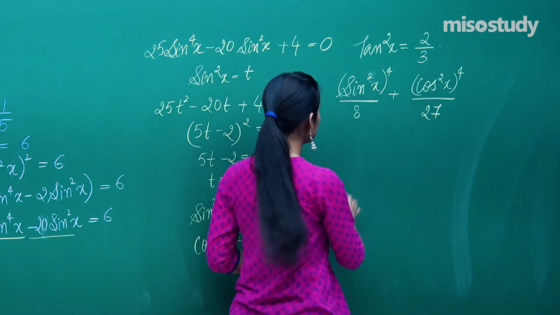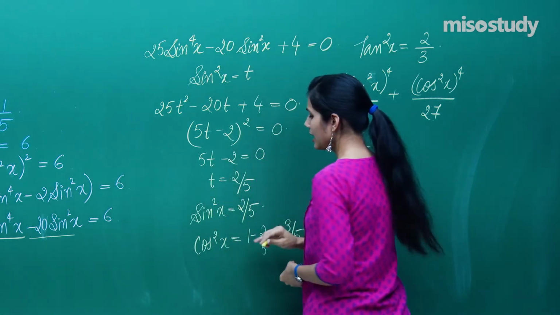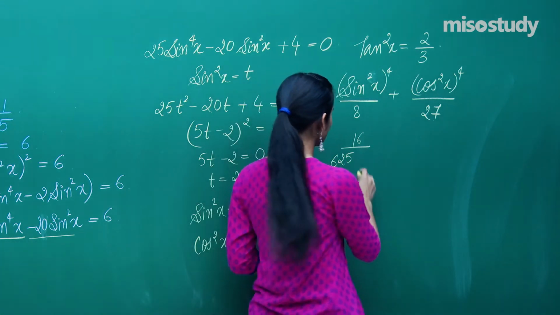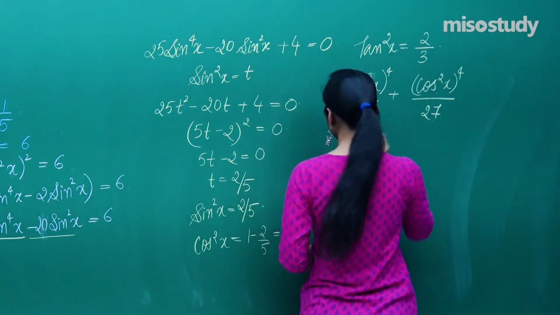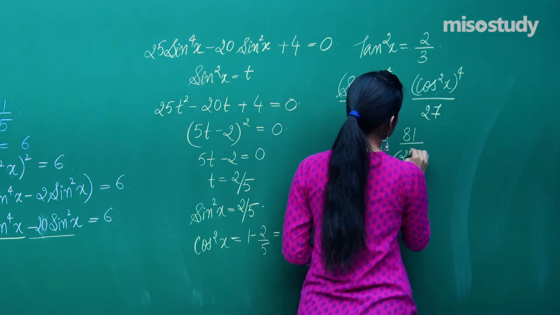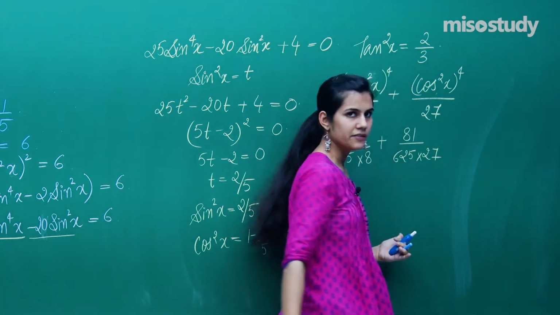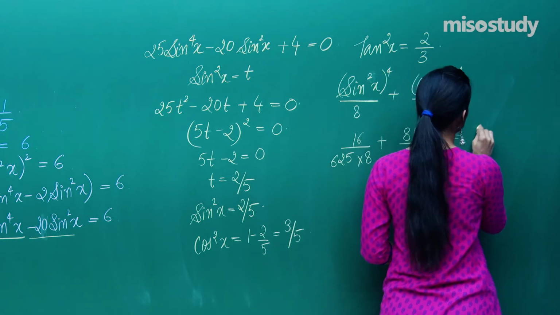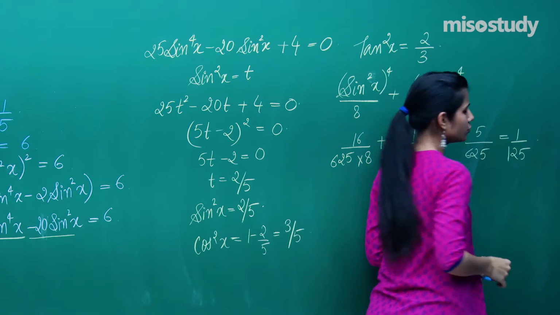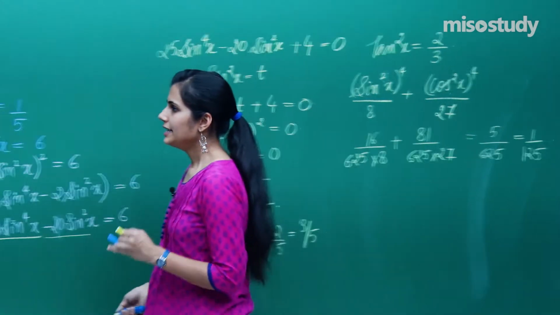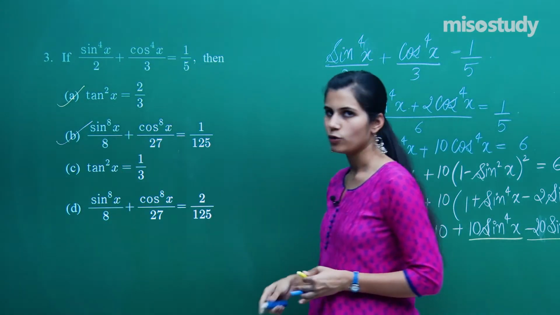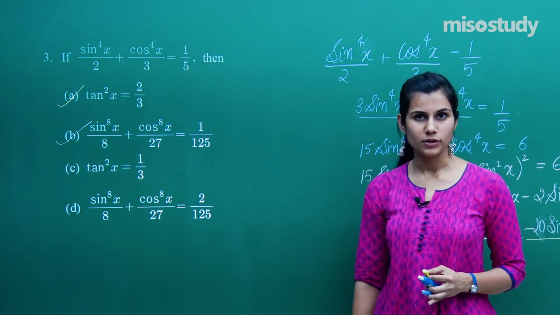2 multiplied by 4 gives you 16 and 5 multiplied by 4 gives you 625 multiplied by 8, plus then you have (3/5)^4, that gives you 81 upon 625 into 27, which eventually gives you 5 upon 625 or 1 upon 125. And therefore sin^8 x upon 8 plus cos^8 x upon 27 is 1 by 125 and not 2 by 125.